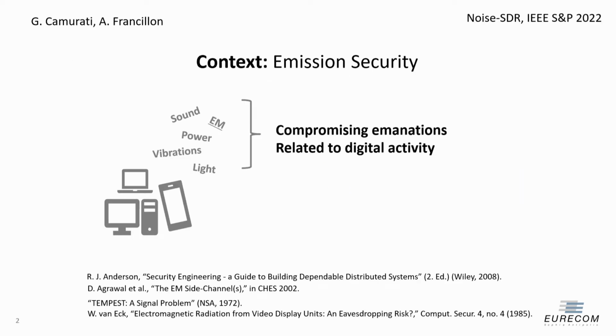So first, a bit of context. Electronic devices produce a wide range of emissions, physical signals, including, for example, electromagnetic waves. And this leakage, these signals, are somehow related to what the device is processing. So they can be used to compromise security. For example, side-channel attacks break cryptographic keys. And tempest attacks recover plaintext information, for example, a video on a screen.